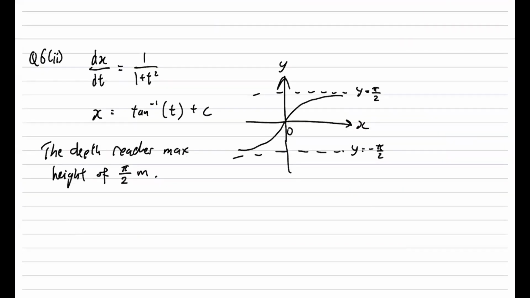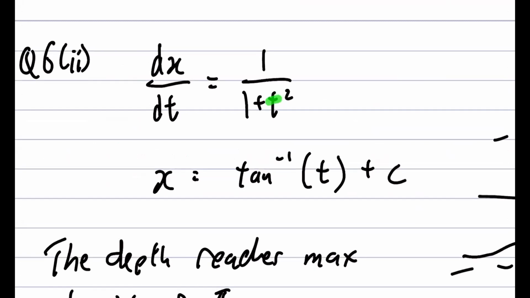Over here, you really just need to realize that t here is the independent variable. So do you need to do separation of variables? Don't need, just integrate, and it's just a standard formula. It's just tangent inverse of t plus c. How does the tangent inverse graph look?